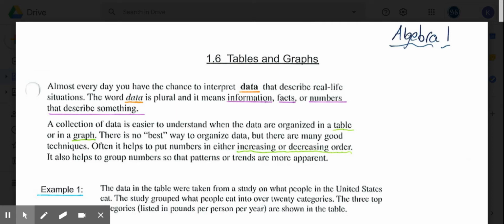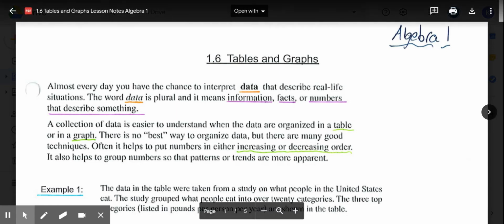of data. So almost every day, you have had the chance to interpret data that describes real-life situations. The word data is plural, and it means information, facts, or numbers that describe something. So in math, our data can be information, facts, or numbers.